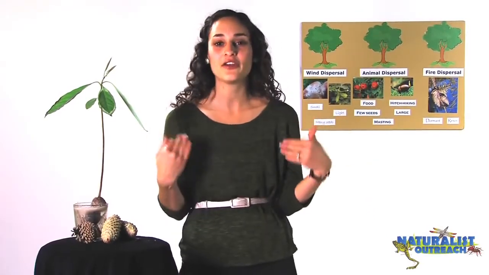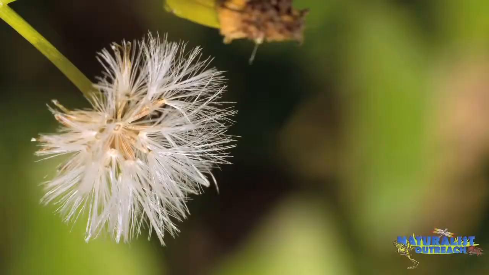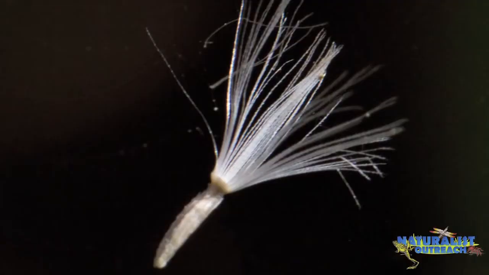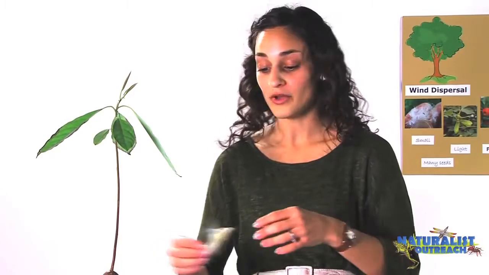One type of adaptation that plants have to disperse their seeds from one location to another is by harnessing the power of the wind. And so we've all seen a dandelion before, right? And you've seen when you blow on those seeds, they can travel really far and they carry really easily on the breeze because they're big and they're light. So one type of wind dispersed seed that you might not have heard of before is called milkweed.